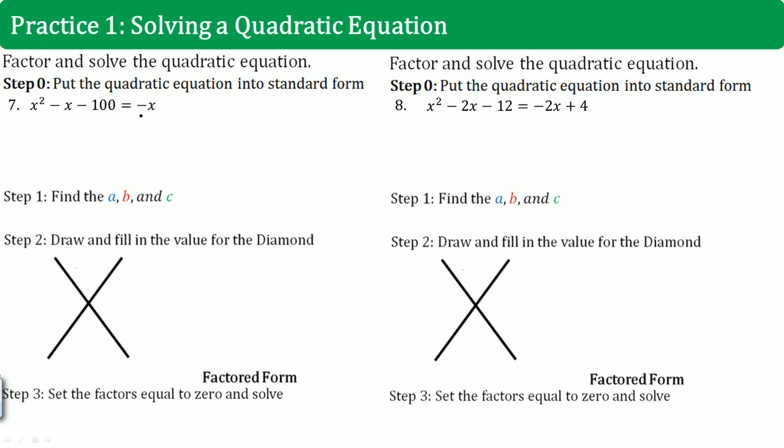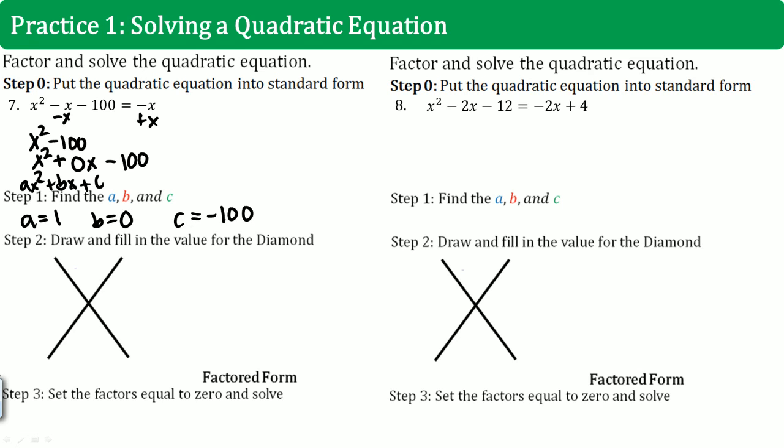So let's do 7. Okay. So here I'm going to add x to both sides. I'm going to get x squared minus 100. Okay, this does not look like standard form. Remember, standard form has to be ax squared plus bx plus c. So what it's missing is the x term. So x squared plus 0x minus 100. I just added the 0x here. Okay, it's nothing, but it's still here. So I could write my a term equals 1, my b term equals 0, and my c term equals negative 100.